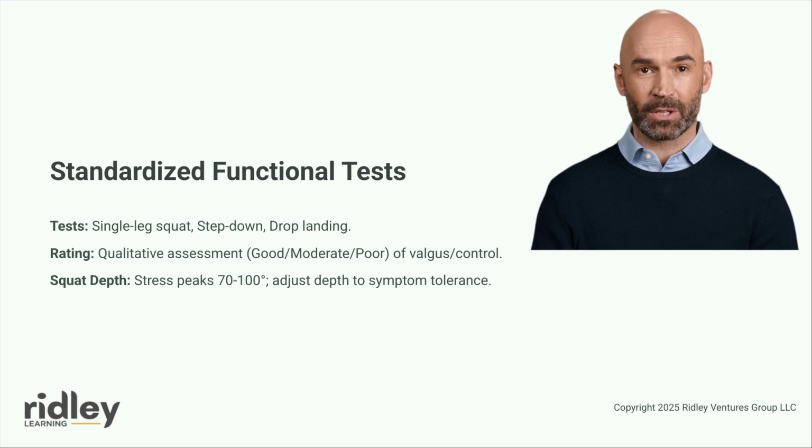These biomechanical principles inform exercise modification strategies, though individual symptom response ultimately guides depth recommendations. Many patients tolerate partial squats to 45 to 60 degrees while experiencing symptoms with deeper flexion angles.